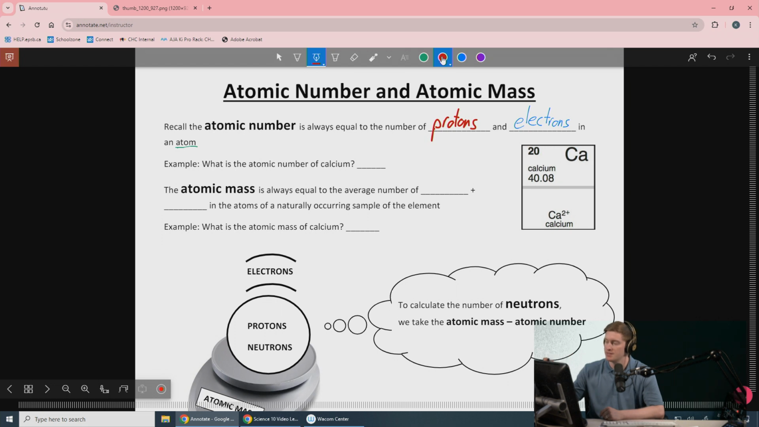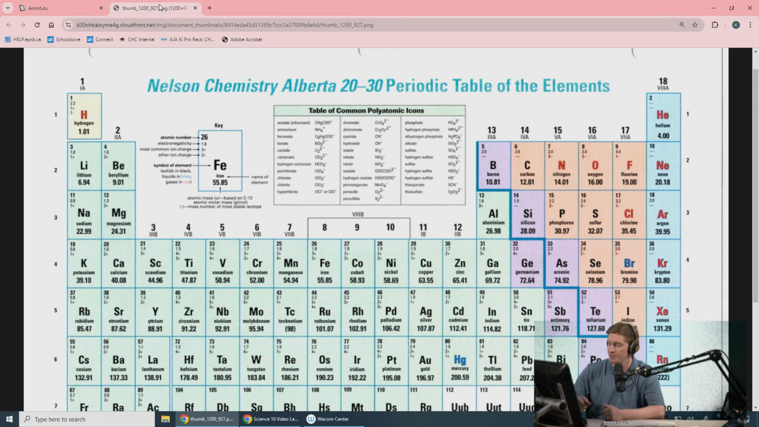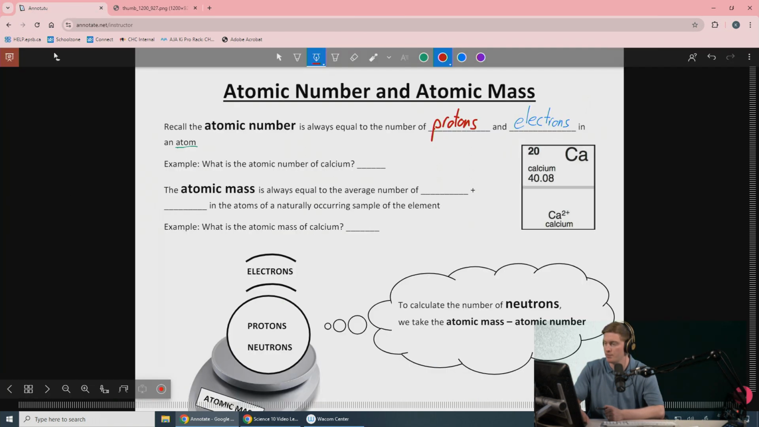For example, what is the atomic number of calcium? To answer this question, we're going to go to our periodic table. And you can see calcium, if you're following my little cursor here, calcium is number 20. The atomic number is the number in the top left-hand corner. This periodic table looks a little bit different than the Science 10 version, but it is the exact same. So if we look here, this is our atomic number. That's number 20. This means that the calcium atom has 20 protons and 20 electrons.